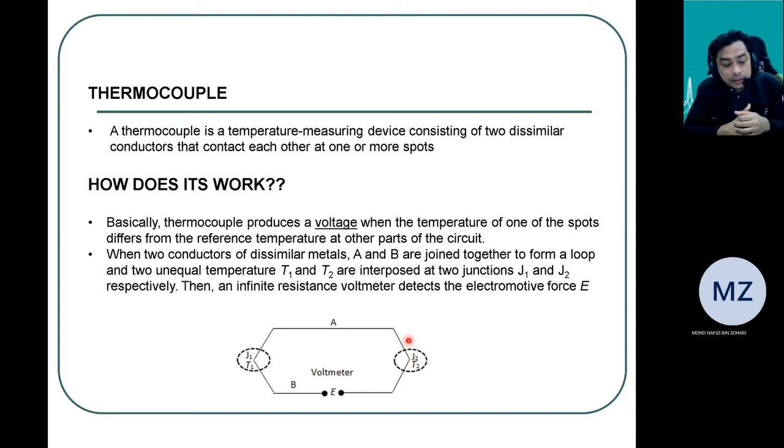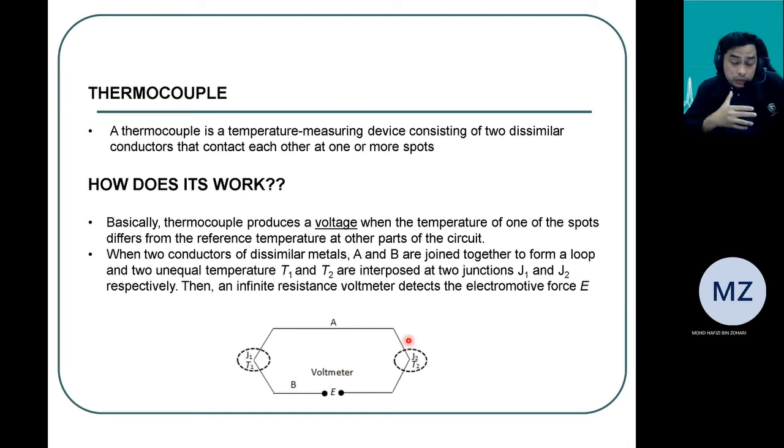So that's why we need to properly select material A and material B, so that they can create a good EMF. And the more temperature difference, the more EMF it will create. So that's actually the theory, the physics behind it.